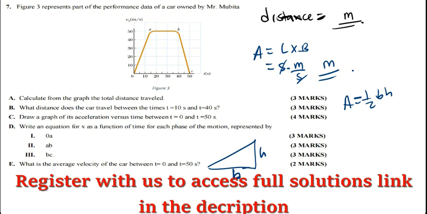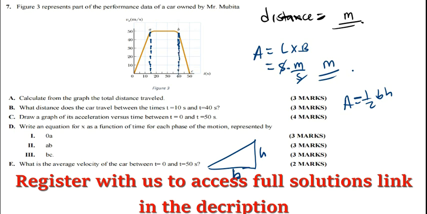Now if I check properly here, the first question is saying calculate from the graph the total distance traveled. They want the distance from point O all the way to C. Now here it's just a matter of you knowing the shapes which we have here. So we have this shape here, and the time is just in between 10 and 20, which is 15. There is also this shape here, the one where the time is exactly 40.